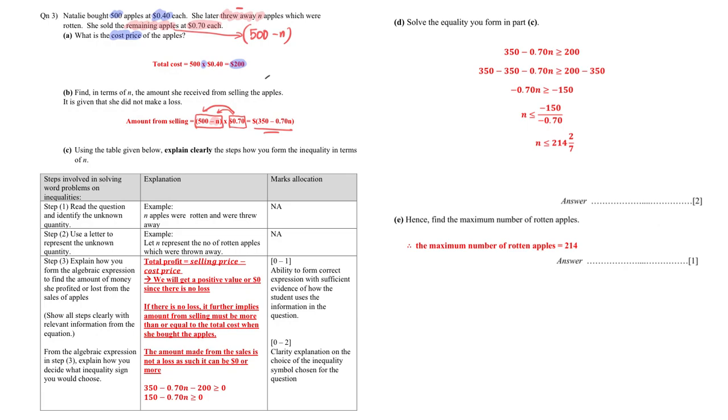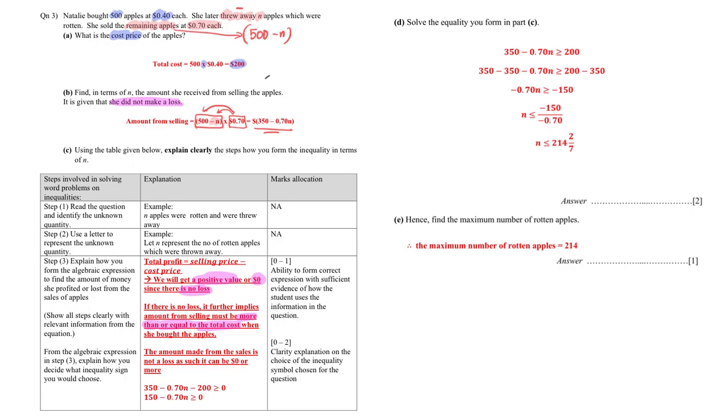Part C, explain clearly how you will form an inequality, given that this is the most important thing. She did not make a loss. Okay? So in this case, we know that there is no loss, so it must either be a positive value or $0 when we have the selling price minus the cost price. So this also tells me that the selling price must be more than or equal to the total cost.